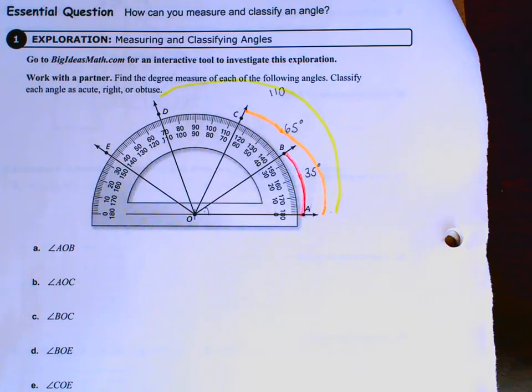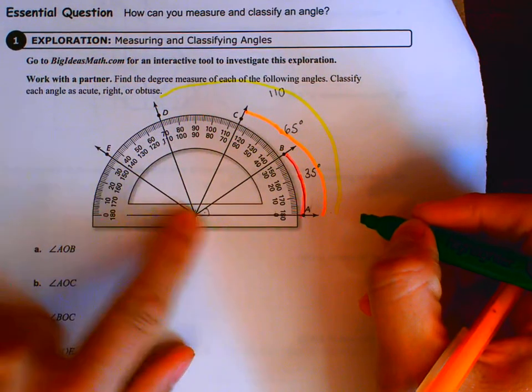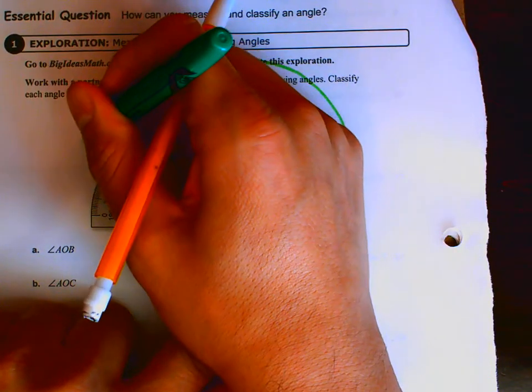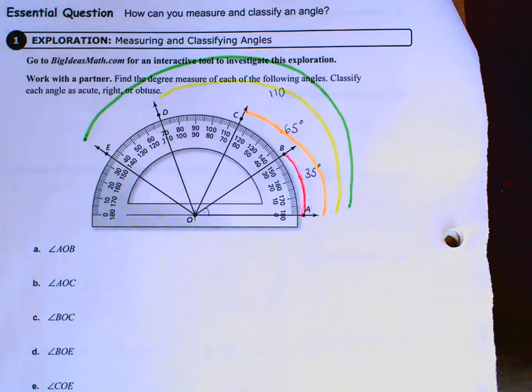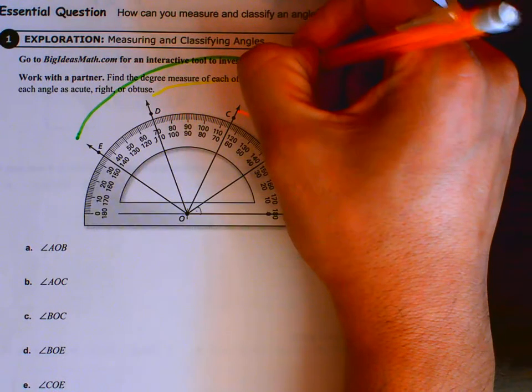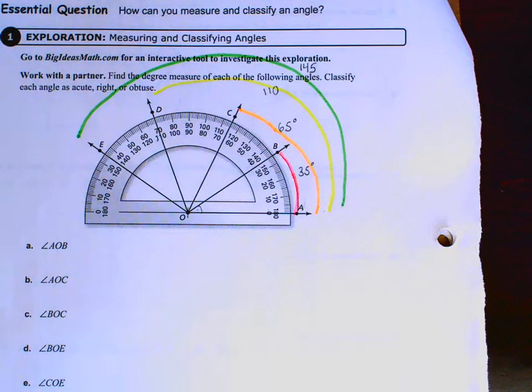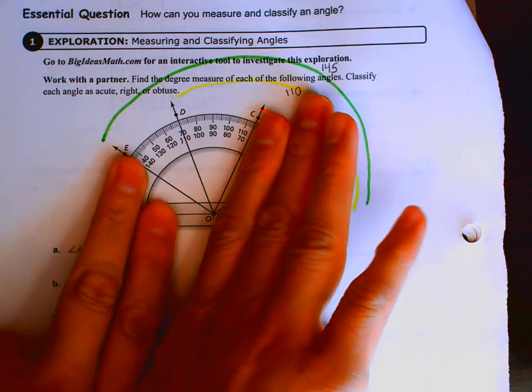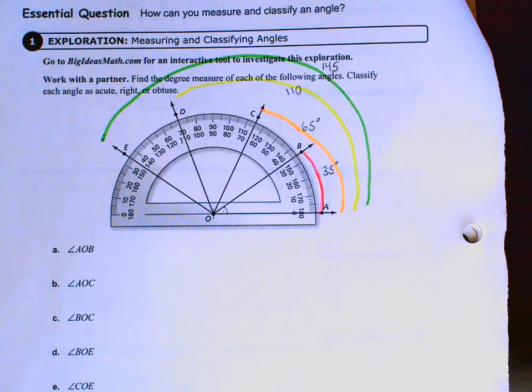And then the last one, I'm going to use green, goes from here all the way to E. So angle EOA, that's this one right here. That is approximately 145 degrees. Now, why do we need to know this? Well, here's the thing. We're going to be looking for angles that are in between. For example, this angle, or this angle, or even this angle. So we're going to need to know all those measurements.